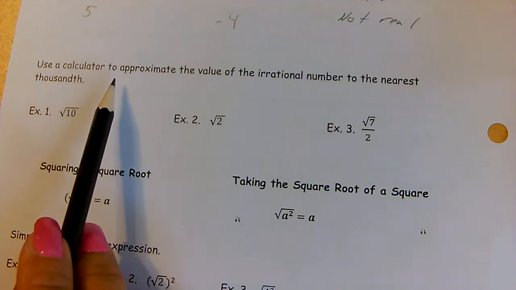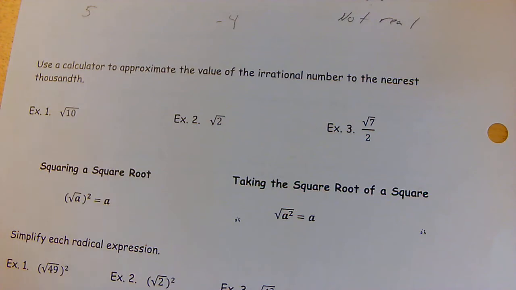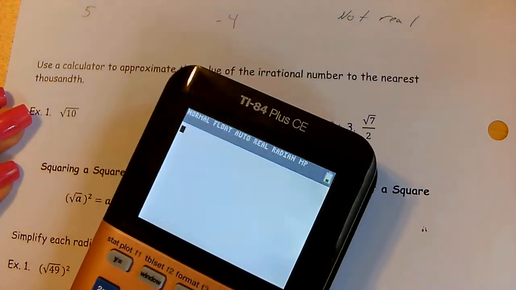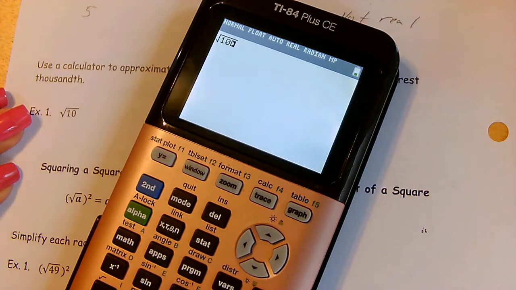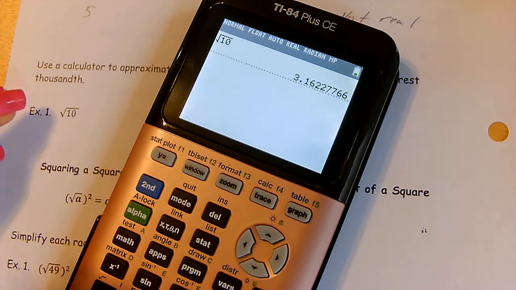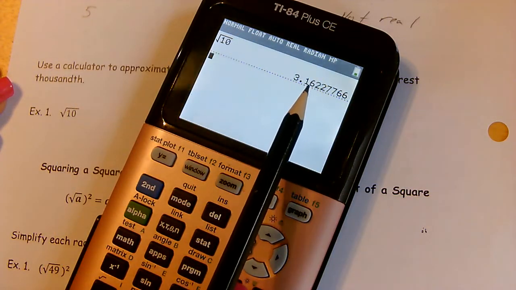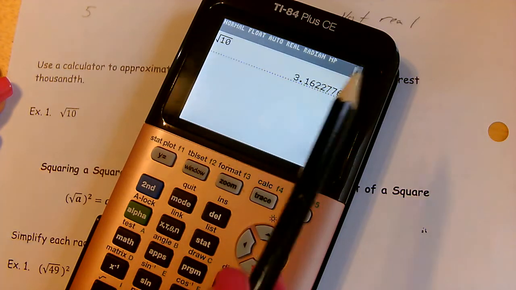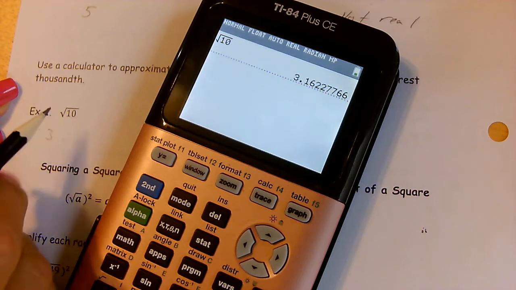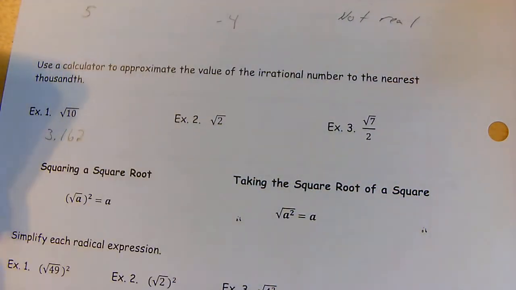So use your calculator to approximate the value of an irrational number to the nearest thousandth. So the square root of 10. So thousandths, we've got tenths, hundredths, thousandths. That's 3 decimal places out. That's a 2. The next one's 2, so we're going to stay at 2. 3.162.